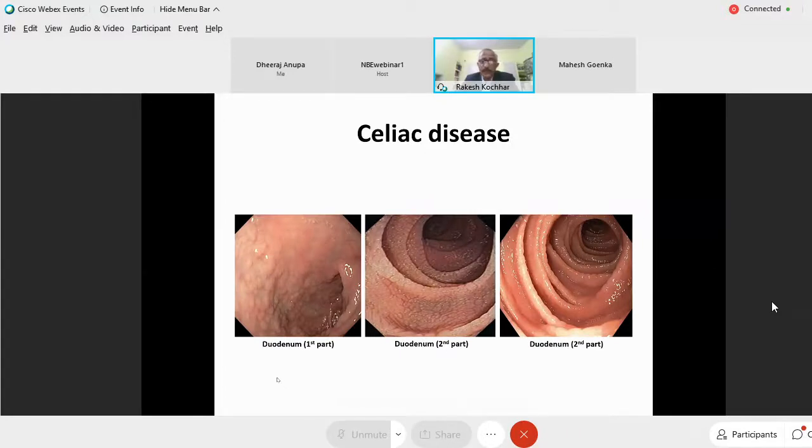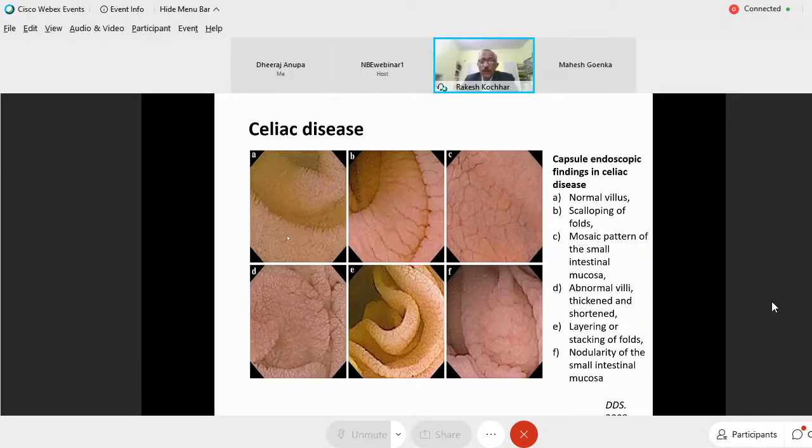Then lastly, coming to celiac disease, unless you have seen some celiac disease, you will miss it. Celiac disease can have nodularity in the first part, or sparse second part of duodenal folds, or this is scalloping. This is the normal fold, but it is scalloped. You see this scalloping? This is how normal villi look, but this is how scalloping looks.